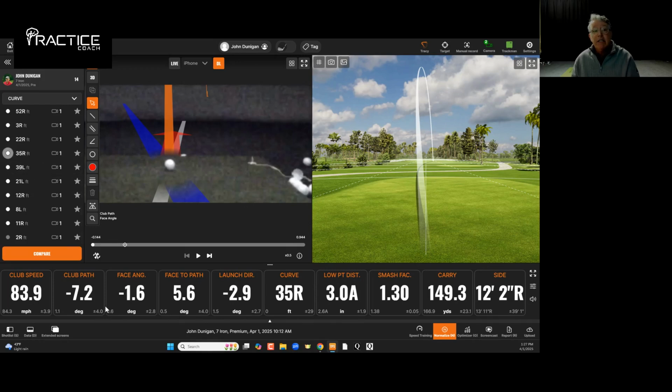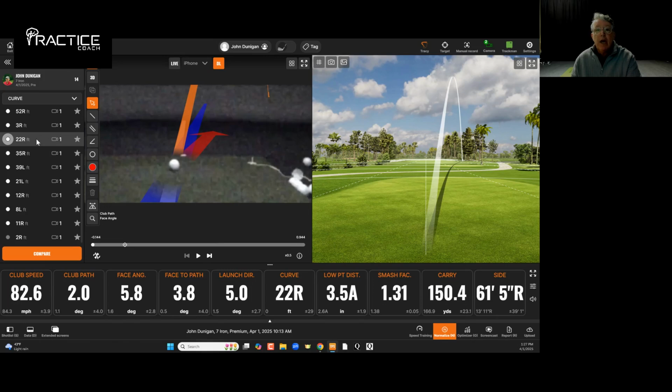Bigger fade, 7 path, right? You can see it, right? The ball took off left because the face was left, 1.6. The ball curved a lot more, 35 feet, right? There was a bigger difference face to path. Big difference, big curve. Little difference, no curve. Don't forget that.